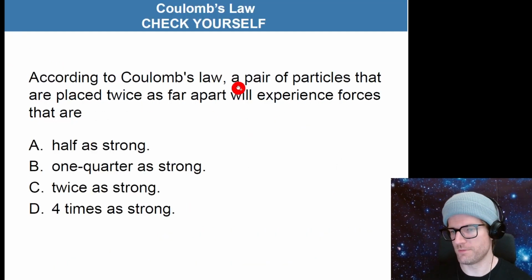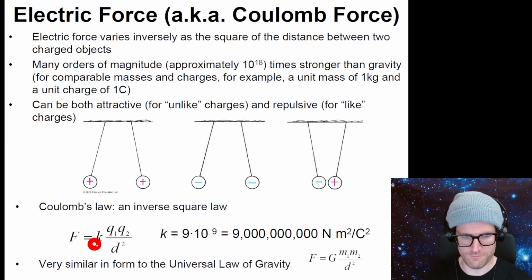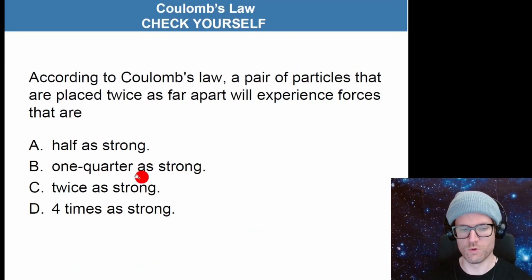Okay, according to Coulomb's law, a pair of particles that are placed twice as far apart will experience forces that are... So it's F equals kQQ over d squared. If we double d, then we quadruple the denominator, which means the force goes down by 4. So it's one-fourth as strong.